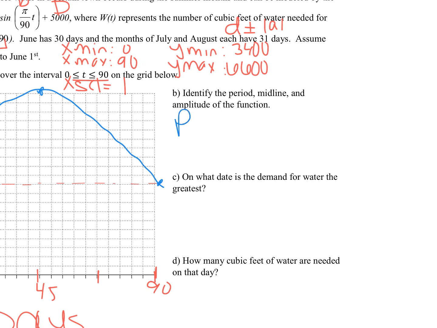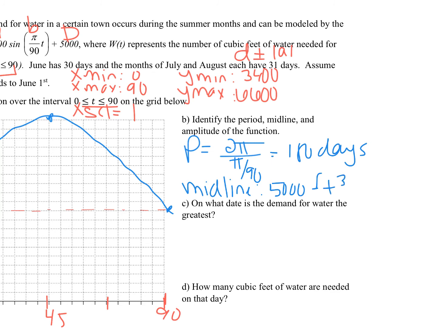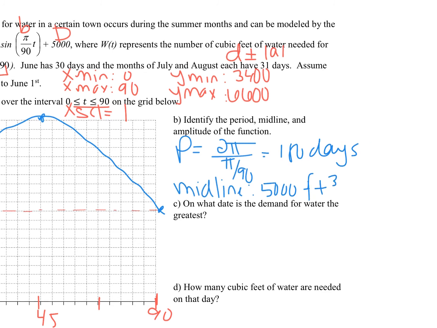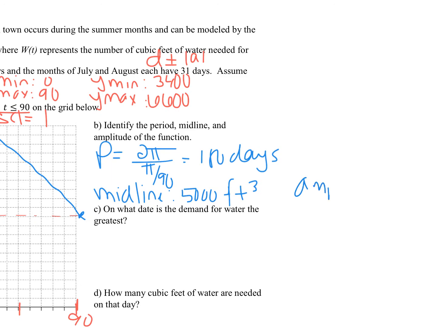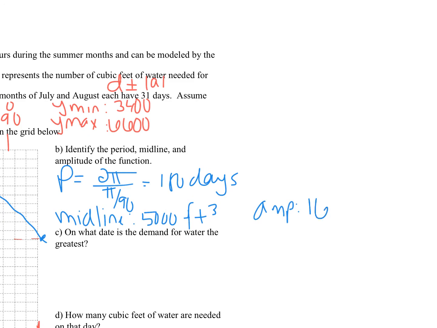So the period is 2 pi over b, where b is pi over 90, which gets you 180, technically days. You should label this in real time. Midline, because it's a real life scenario, we're going to write 5,000 because that's the d value, and feet cubed because that's the y-axis. And then your amplitude is that a value, which is 1,600. And then we'll label that cubic feet because that has to do with the y-axis.